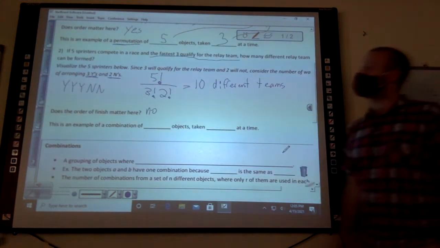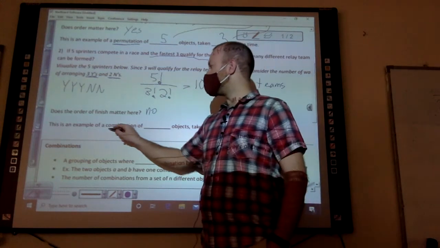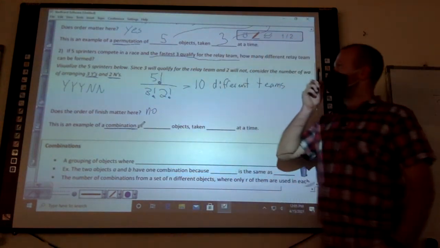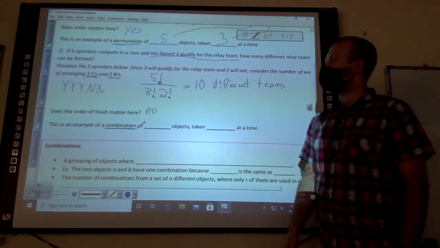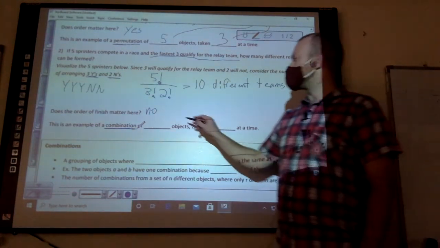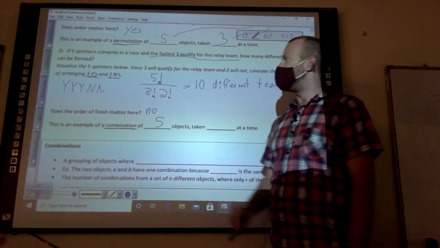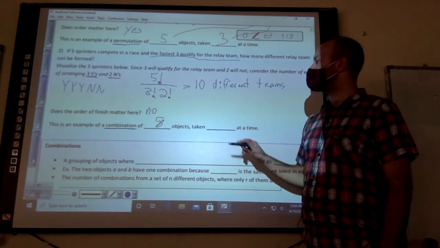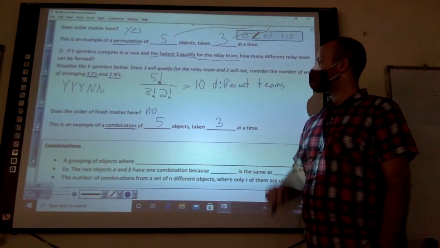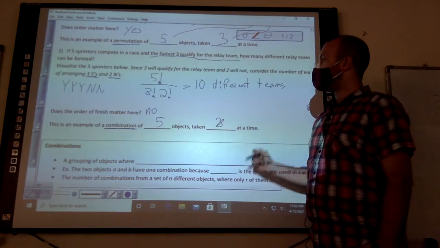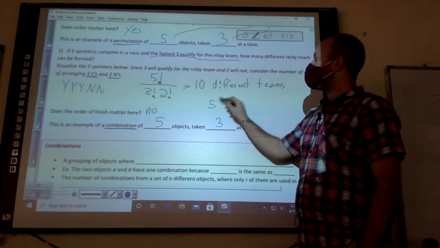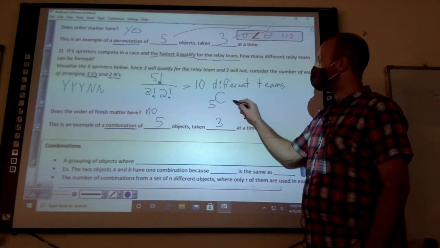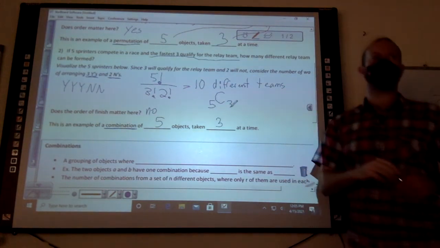So this one is now a combination, and here's the difference between them. Before was a permutation with the P, now it's going to be a combination. So in this case, it's a combination of 5. I have 5 people, and I want 3. So on the calculator, if I wanted to solve this, I would just put 5, and now we use a C instead of a P.